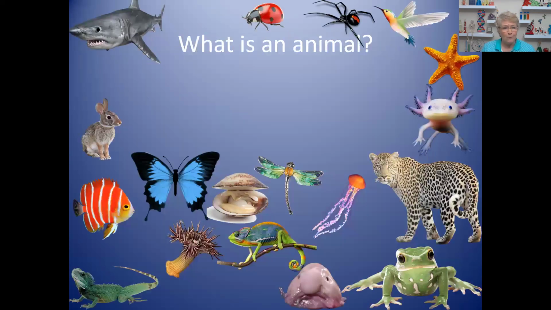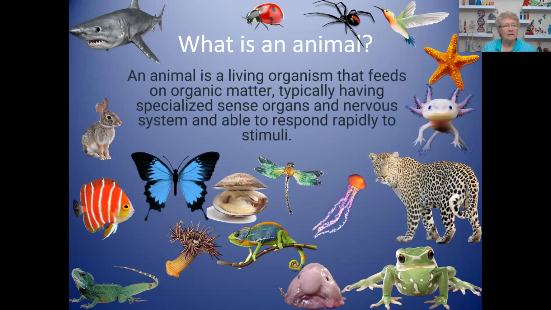Now, it helps to have a definition. What do we mean when we say animal? So let's look at the definition of animal. It is a living organism that feeds on organic matter, typically having specialized sense organs and nervous system and able to respond rapidly to stimuli. So what does it mean to feed on organic matter? What's that mean?